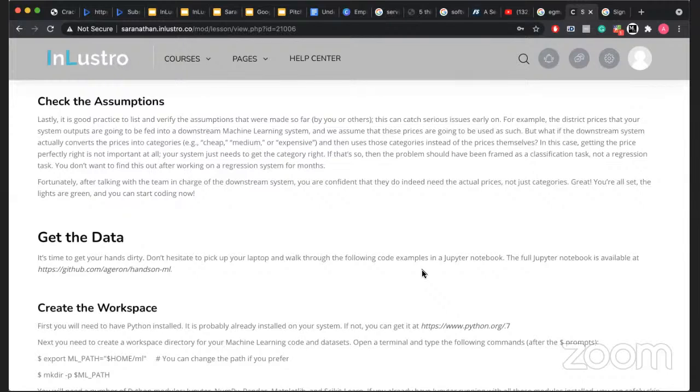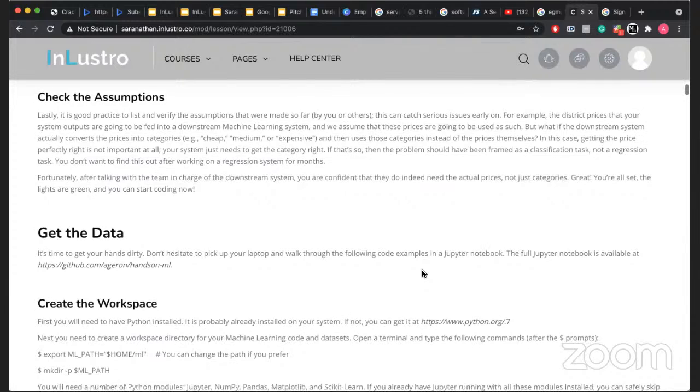In this case, getting the price perfectly right is not that important. Only the range is important. So it's more of a classification task, not a regression task. So you don't want to be working on a regression system to begin with. Fortunately, after talking to your team in charge, you find out that they do need the actual prices. So great, you're set, and you can start coding.